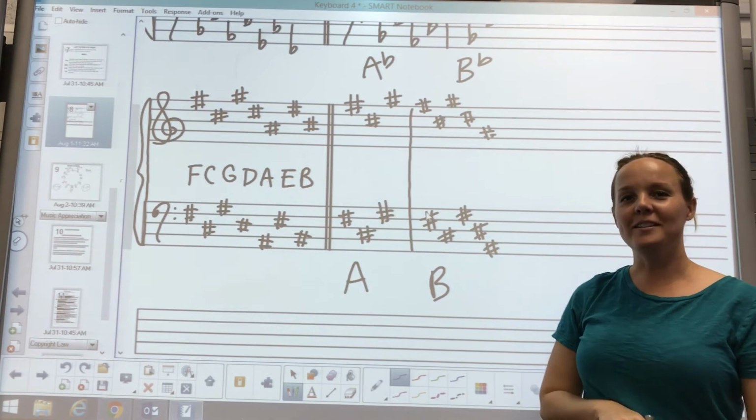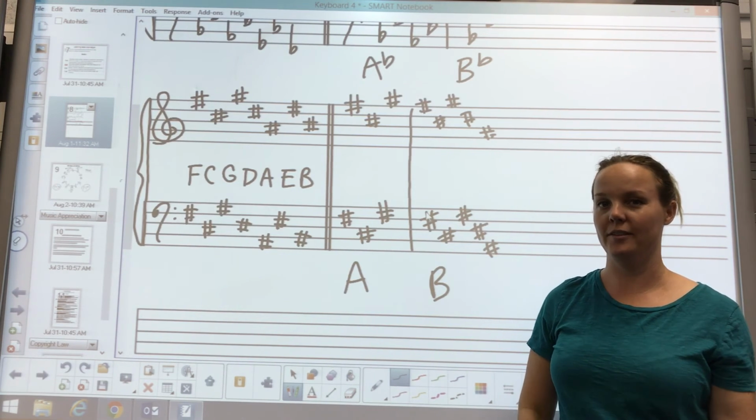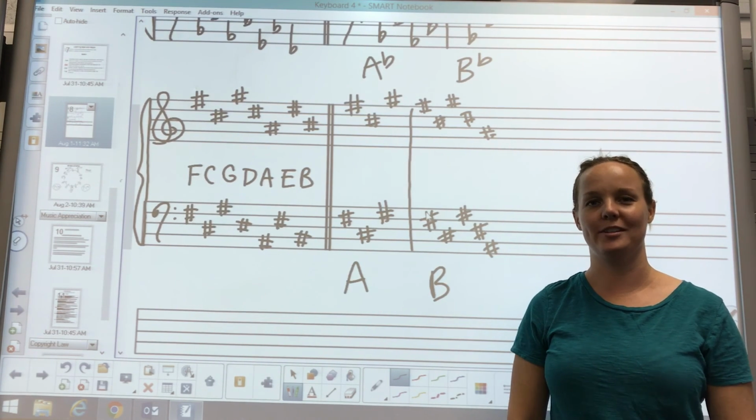All right, so that is how you use the order of flats and the order of sharps combined with the circle of fifths to draw major key signatures.